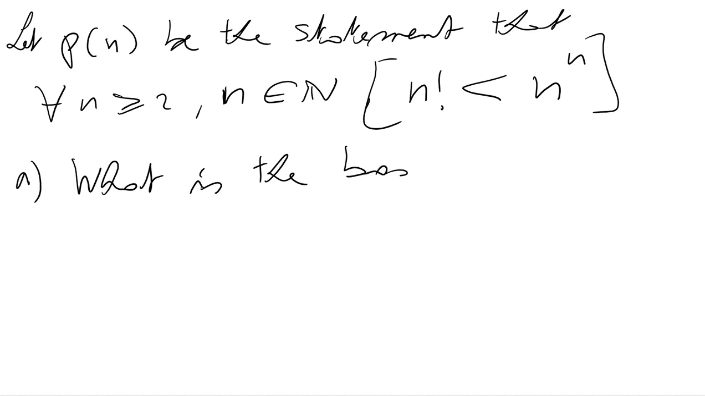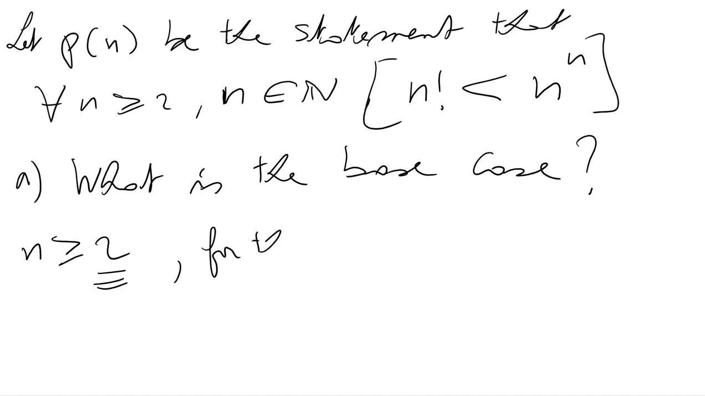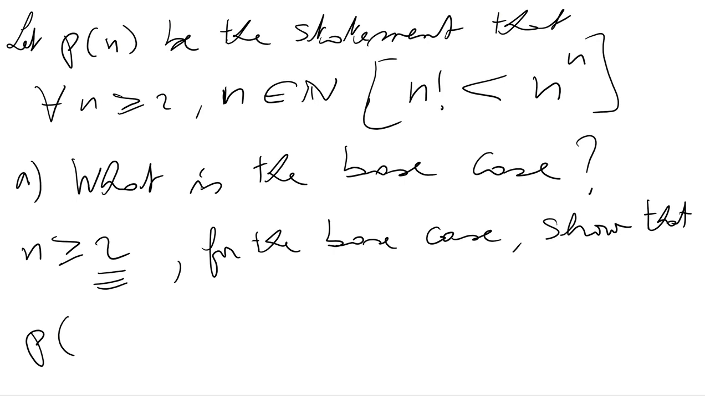And what you can see here is that we said that n is greater or equal to 2. So for the base case, you must consider n for the base case. So for the base case, show that p of the smallest value of n, so show that p of 2 is true. So p of 2, we must show that p of 2 is true.